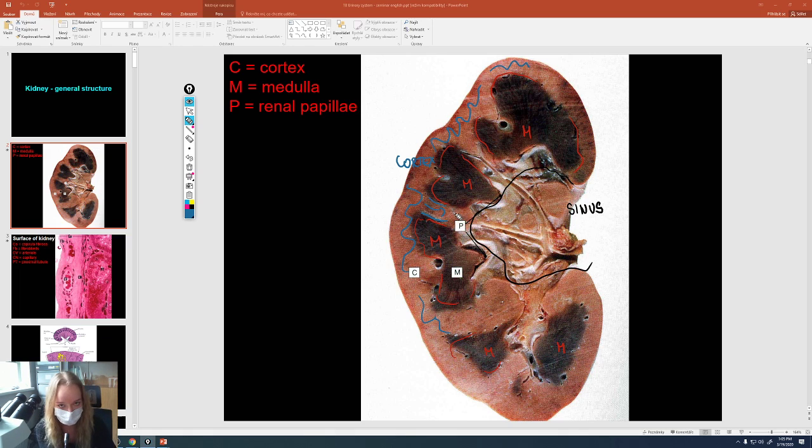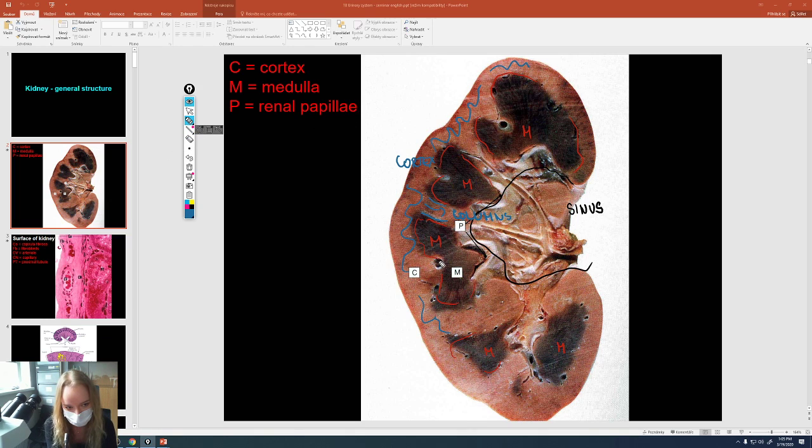I don't know if my pronunciation is right, but renal columns. Columns. So renal columns. Yeah, I'm sorry, guys. I'm always teaching Czech students, so I'm not really used to teaching English-speaking students. So sorry about that, but yeah, the columns.